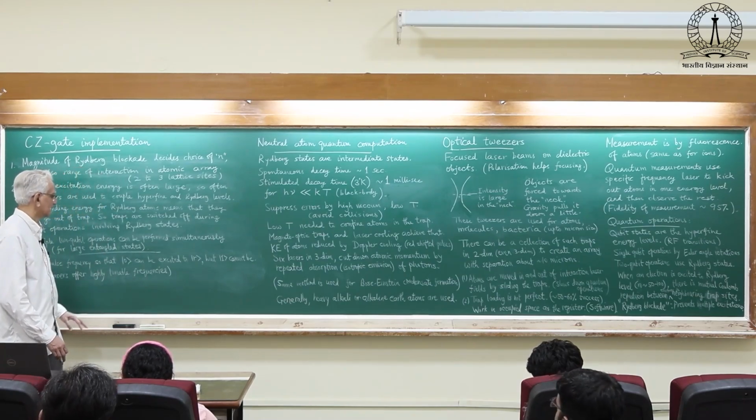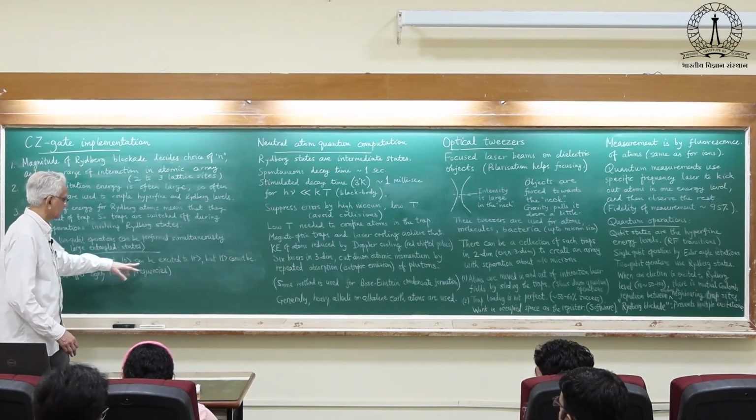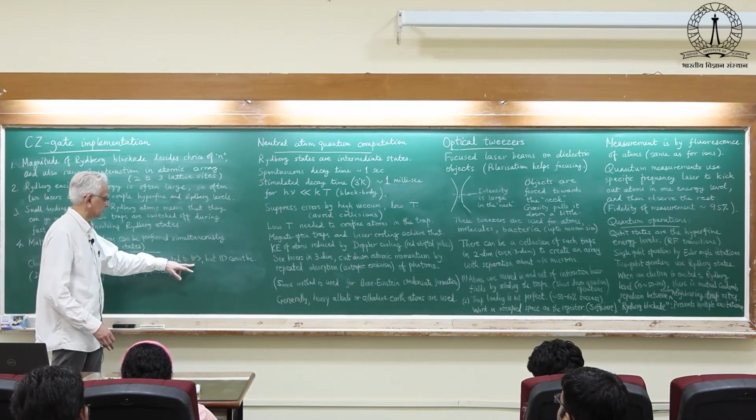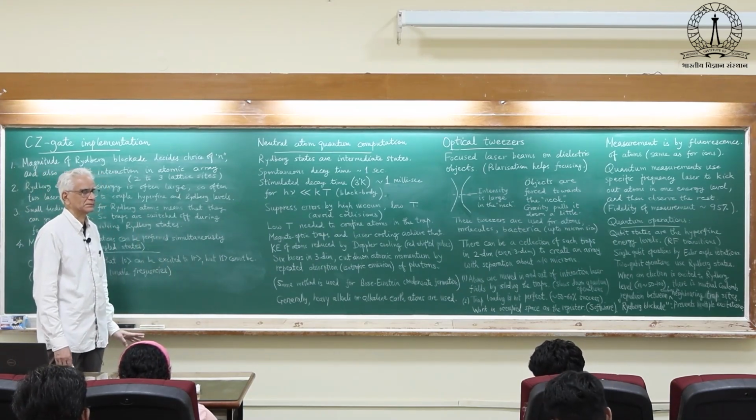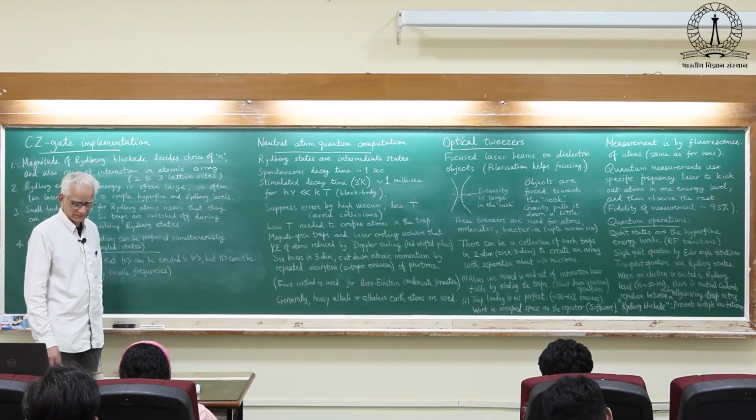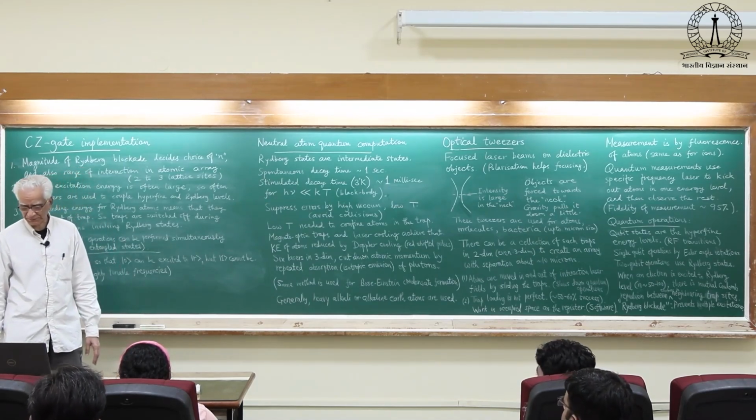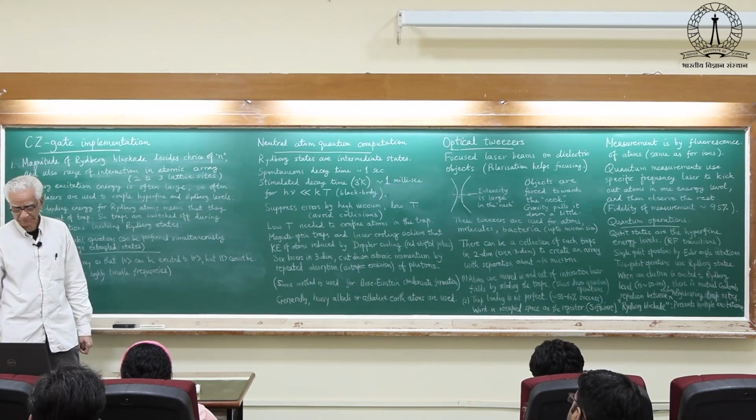And these are available. You tune everything so that two states are there. One of them gets coupled to R, but the other one cannot couple to R. That is a computational space in which you are going to work.